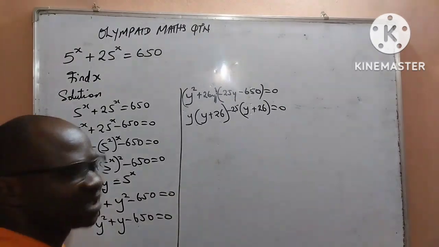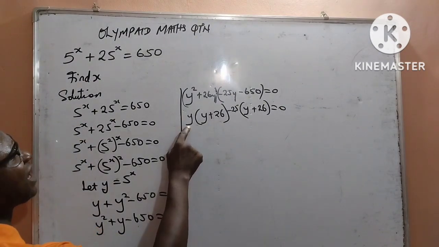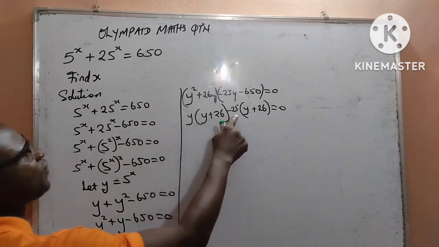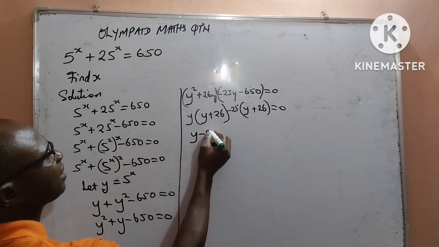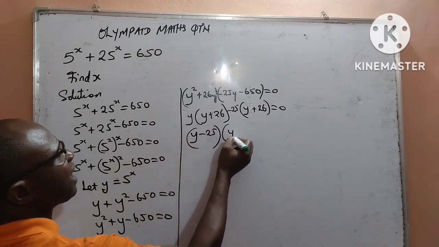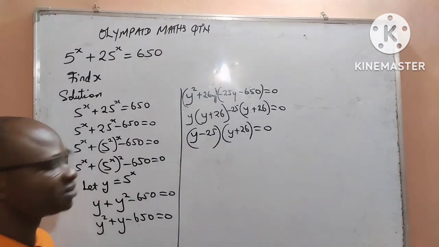If you look at the factorization now, you see the two brackets are the same, but then I have y outside the bracket and negative 25 outside the bracket. I will use it to form another bracket to have y minus 25. Then taking one of the brackets here will give me y plus 26, everything is equal to 0.